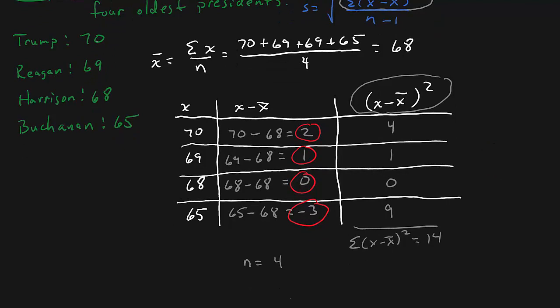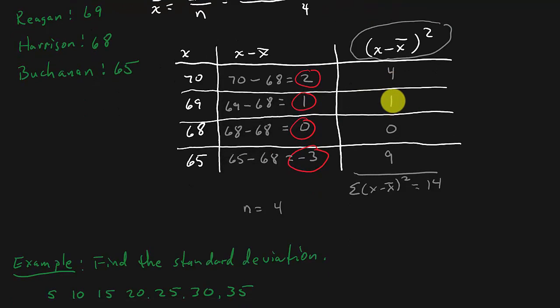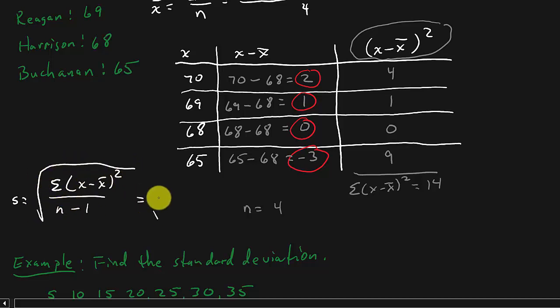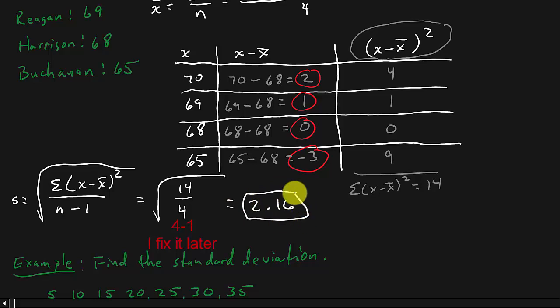All right, so now our standard deviation is S equals the square root of the sum of x minus x bar squared over n minus 1. So we've got the square root of that. And so that's going to be the square root. So this is going to be what? 14 over 4. And when you punch that into your calculator, you end up getting 2.16. And there's your standard deviation.